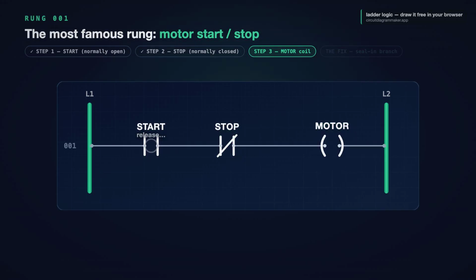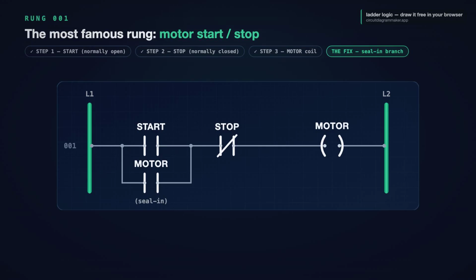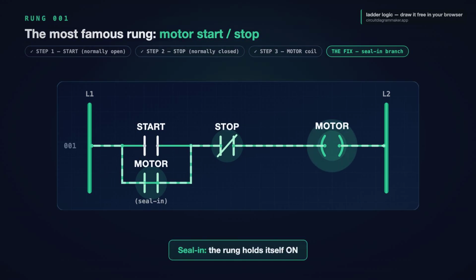That is a problem. Nobody wants to hold a button all shift. Here is the fix, the seal-in. Draw a branch around the start contact and put a normally open motor contact inside it. The output's own contact. Press start once. The motor energizes, the seal-in contact closes, and power now flows through the branch. Release start. The rung holds itself on. Press stop. The rung breaks, the seal drops out, and everything stops.